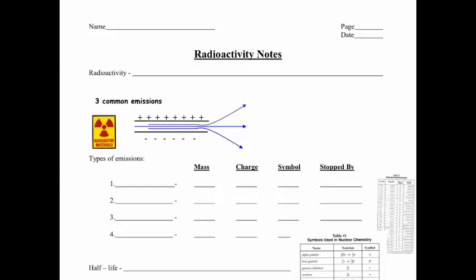You are radioactive. So radioactivity is emissions from, I'm going to say, unstable nuclei. And a nucleus becomes unstable when the ratio of protons to neutrons gets out of that 1-to-1 ratio.